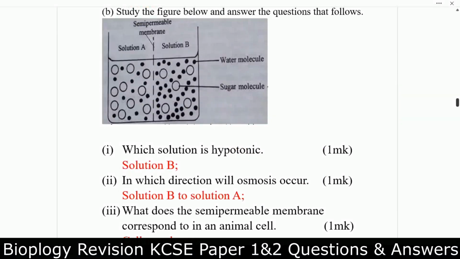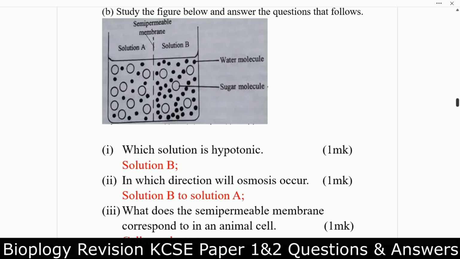This is the figure. You're given a semi-permeable membrane at the middle of solution A and B. You can see water molecules on solution B. There are very many. On the other side there are very few. Then you are given sugar molecules. Sugar molecules on the other side, you can see how they are distributed.